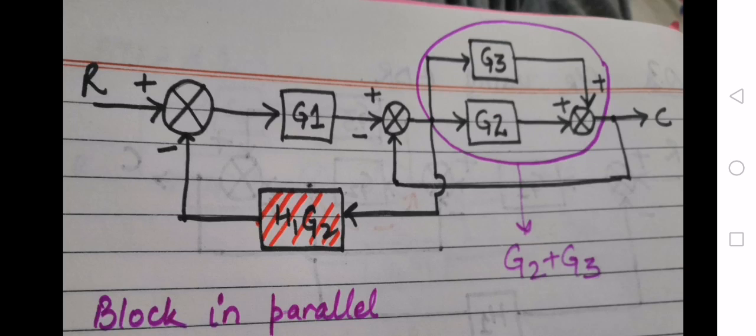So the numerical becomes: we have shifted the takeoff point of h1 that was after g2 to before it. So it has become h1 g2. I have shown it with the shaded red color. So now we can simply solve g2 and g3 parallel combination as g2 plus g3.